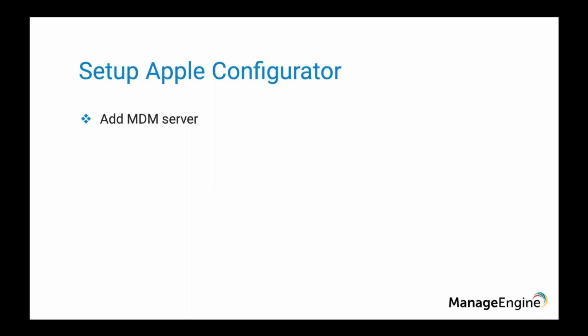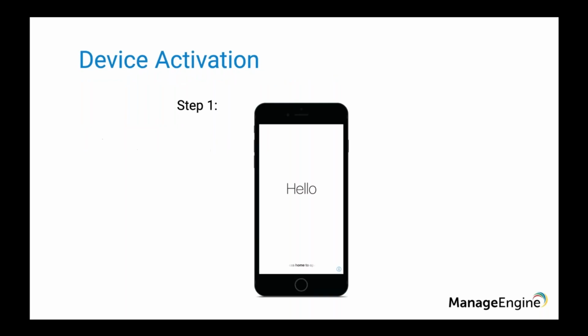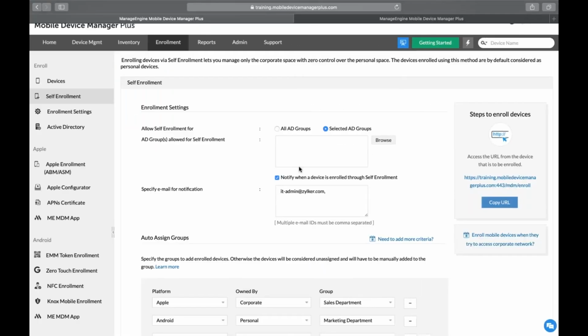So these are the steps. To set up Apple Configurator, you'd have to add the MDM server and then configure the iOS setup assistant, which basically means you can skip all of the setup steps that come during the enrollment part. So let's see how we can do that.